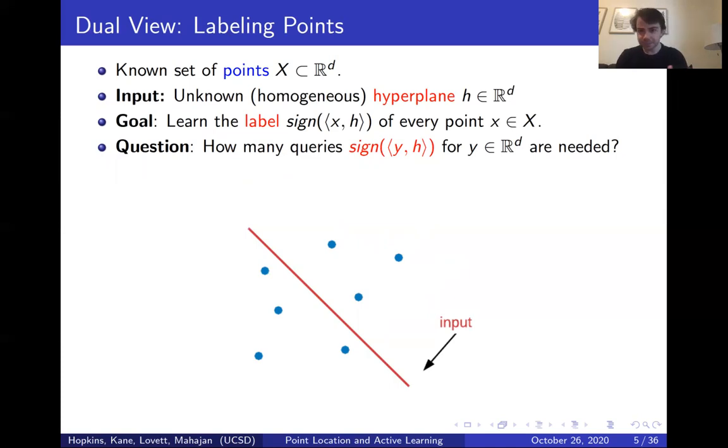Again, you have query access to the classifier. You don't know what it is, but you can query points and ask, is this point above the classifier or below the classifier? Is it plus or is it minus? And again, you don't just have to query points in your data set. We can synthesize data to send to an oracle to get a label for. The question is, how many of these synthesized queries are necessary to learn the labels of all of your points?